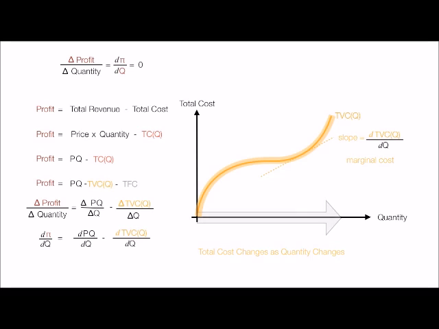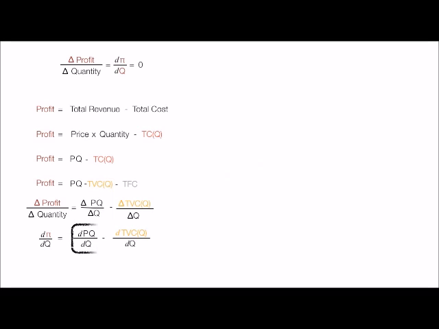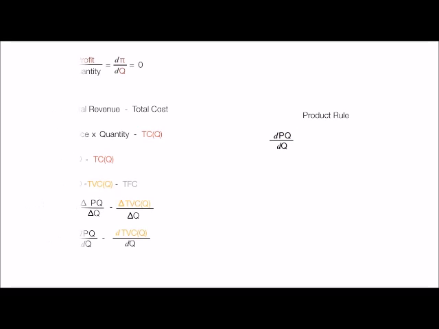Now I'm going to look at the other part of the equation, that part right there. I'm going to have to use the product rule to take the derivative of that, and I'll tell you what that is in a moment. Remember, P times Q is revenue, so I could graph this out as well. So I have quantity again, and total revenue on the y-axis. The total revenue curve looks like that.